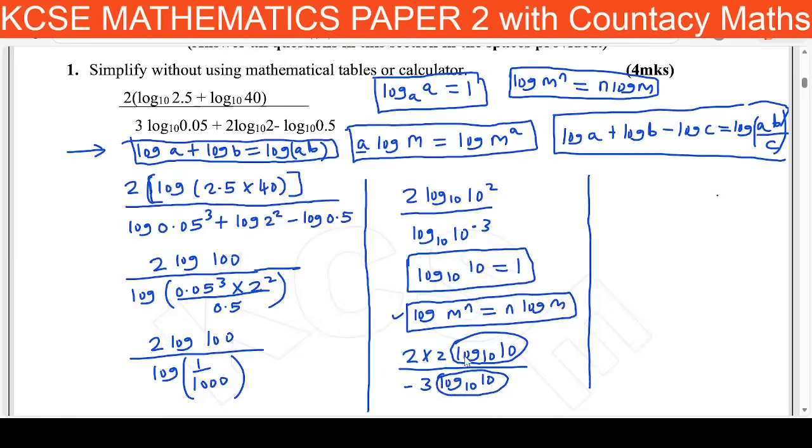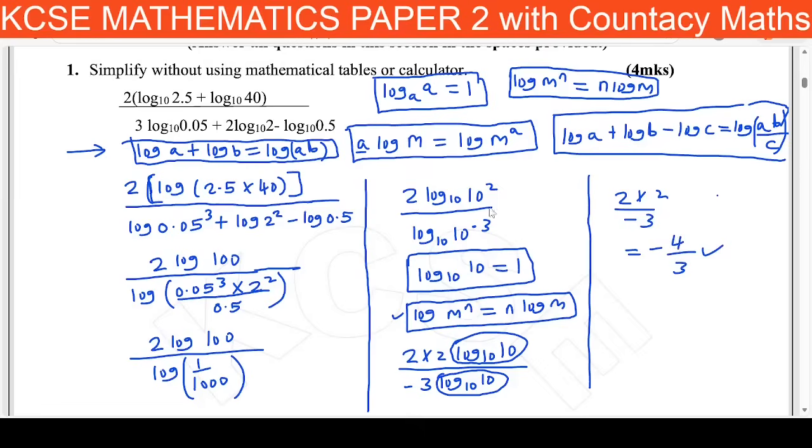For this one, there are 2 ways to go about this. For one, you can divide by log 10 base 10, divide by log 10 base 10 to remain with 2 times 2 divided by negative 3. Alternatively, you can say that log 10 base 10, which is here, is equivalent to 1, which will give you the same thing, that is 2 times 2 divided by negative 3. So eventually this gives you negative 4 over 3. Interestingly, we've been able to reduce all these numbers to simply negative 4 over 3.